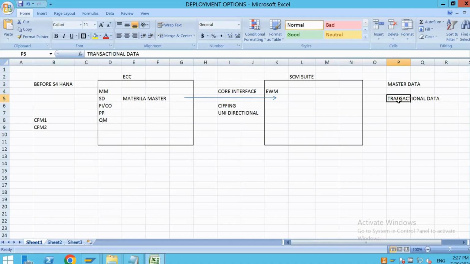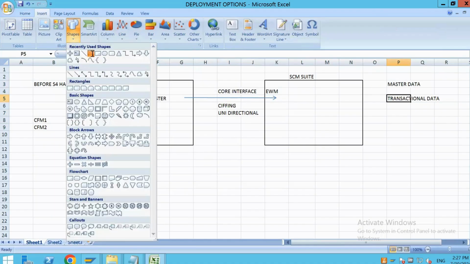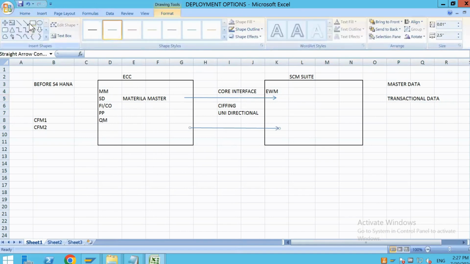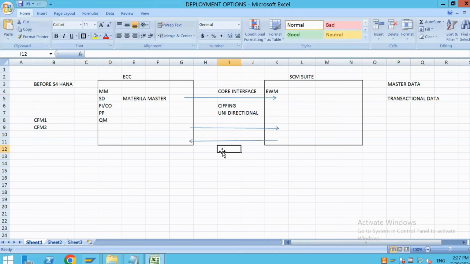Now, transactional data. The transactional data we push from ECC to EWM, and then from EWM to ECC. Both ways. This is bidirectional. Once you create a PO and an IBD, this IBD will be distributed to EWM. So this inbound delivery you can see on the ECC side and on the EWM side, both sides. The moment you do unloading and complete the goods receipt, that goods receipt information will be updated back to your S4 side. That's the reason it is bidirectional.